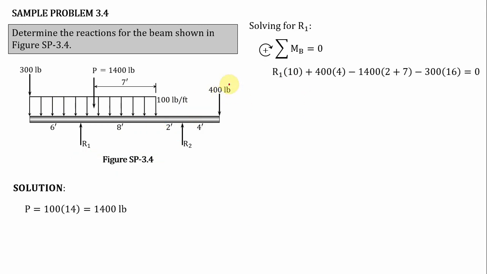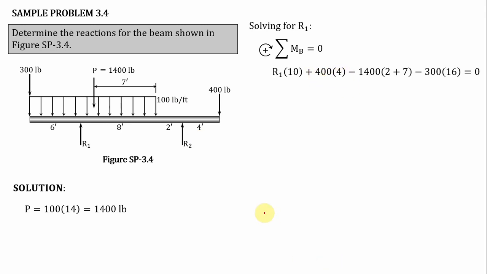The next one I will rotate is this 400 pounds. I take the moment at point B, so let us look at the rotation of the 400 pounds. The 400 pounds will create a clockwise moment at point B, so therefore it is positive. So plus 400, and the moment arm is 4 feet. So that's why plus 400 times 4 feet.